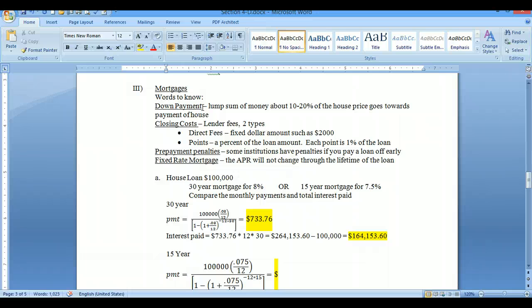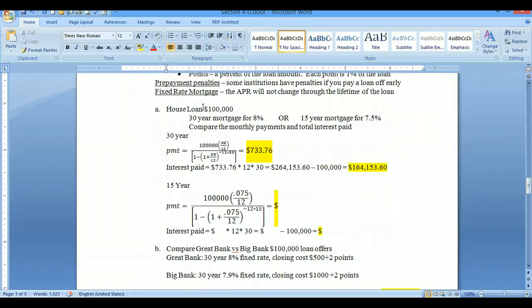Prepayment penalties. There are some institutions that, if you pay off the loan early, will charge you penalties for it. Then there's the fixed rate mortgage, and this is when the APR doesn't change throughout the lifetime of the loan. Even though APRs are changing constantly, it will stay the same from the very first moment that you start your mortgage. So let's go with our home loan of $100,000.